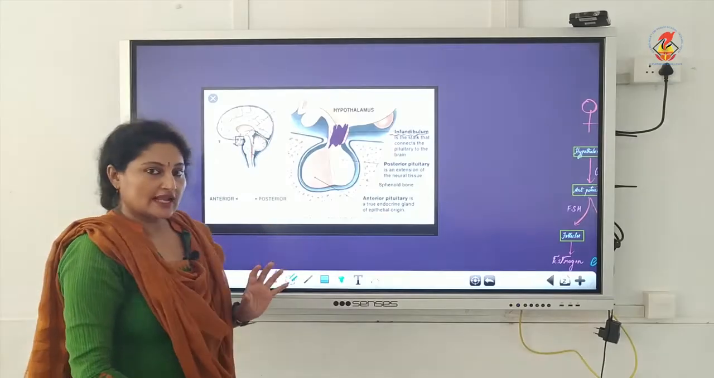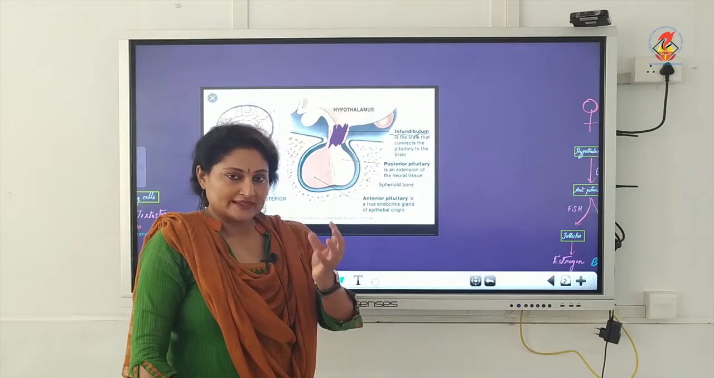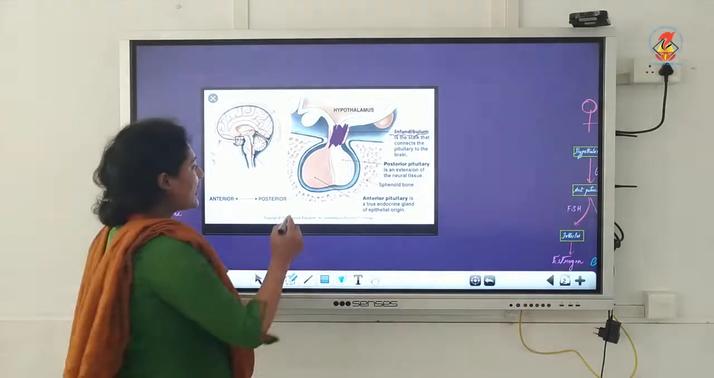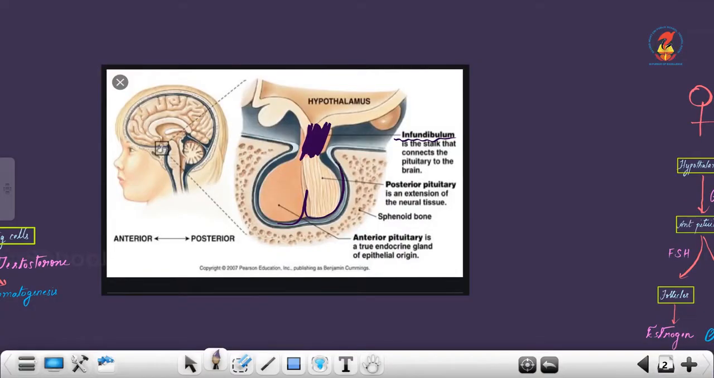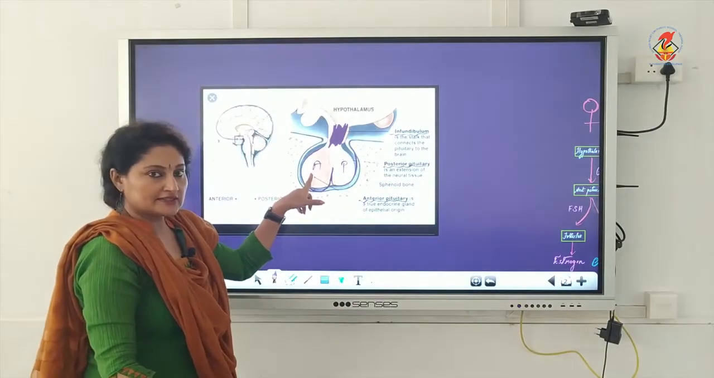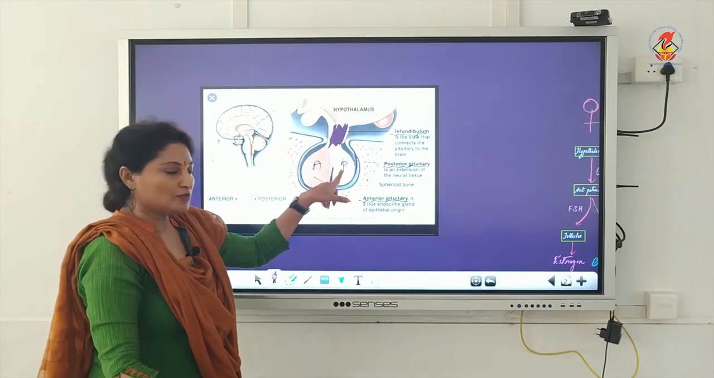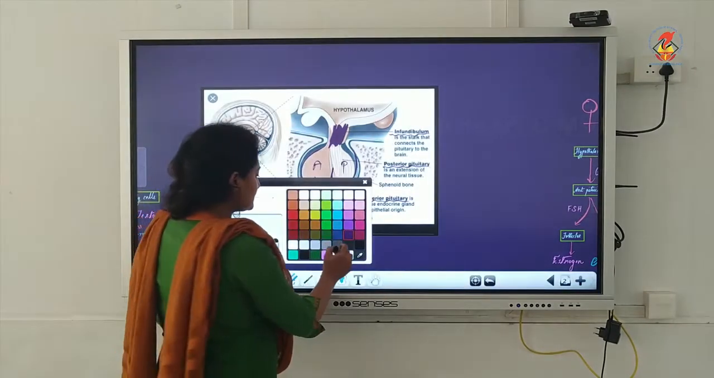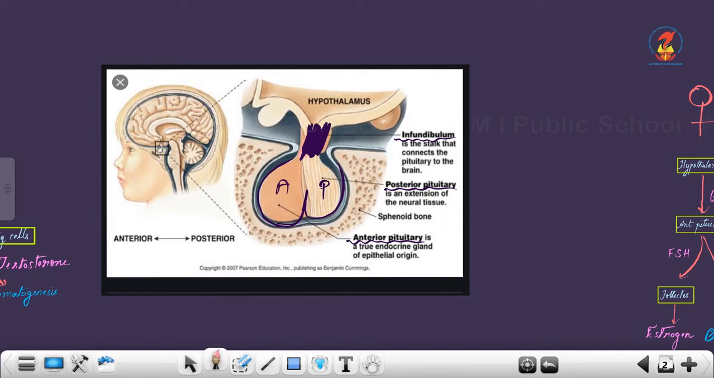And this pituitary gland is broadly divided into two lobes, anterior lobe and posterior lobe. So this is the anterior lobe, and this is the posterior lobe. And we have learnt in 11th standard the hormones produced by the anterior lobe and the hormones produced by the posterior lobe. In the last class we learnt about the hormones produced by the posterior lobe, which is very important for parturition, that is oxytocin.